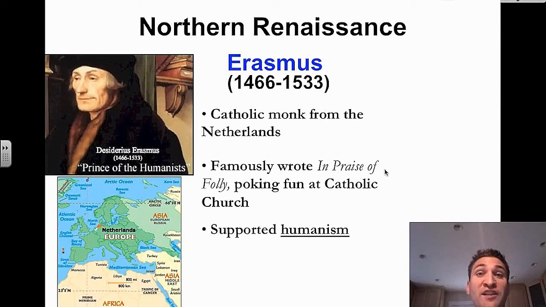The Northern Renaissance also had a philosopher who thought about the world in a different way. His name was Desiderius Erasmus. He was a Catholic monk from the Netherlands. The Netherlands is located in Northern Europe, northwest of Germany. You see it right here. He famously wrote In Praise of Folly, poking fun at the Catholic Church and some of its corrupt ways.